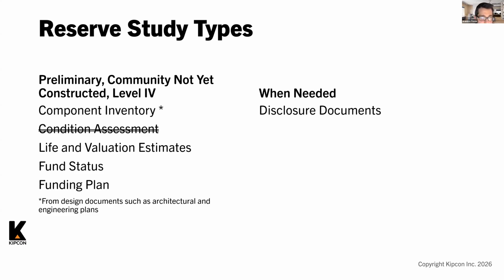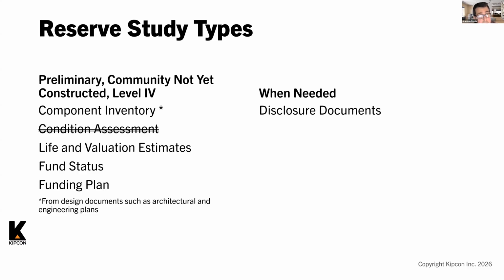Those studies are simply based on information such as architectural and engineering plans and governing documents. That is typically required, speaking in New Jersey specifically, anytime a new community is built. Communities are now required to have an initial reserve study included in their budget to submit with their documents. So that's for new construction, the fourth level of funding.